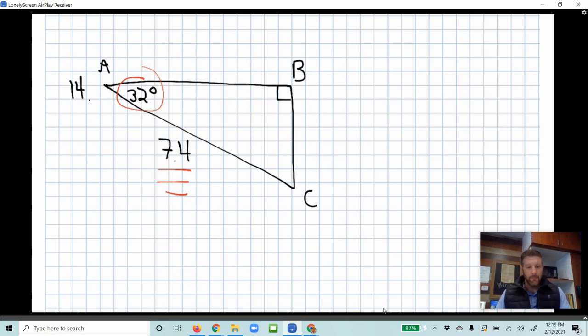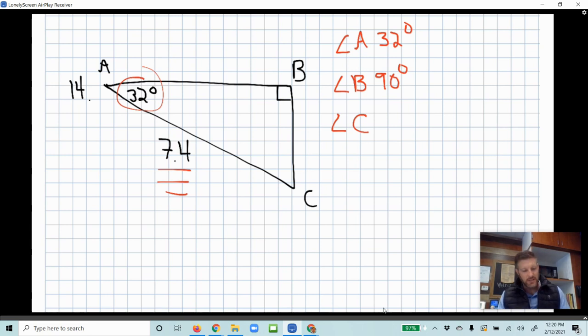Okay, so let's take that step by step. First, let's look at our angles. Angle A, do we know what angle A is? We do, it's 32 degrees. Do we know what angle B is? Well, it's a right angle, so we know that that is 90 degrees. How about angle C? Do we have to do anything fancy in order to find angle C?